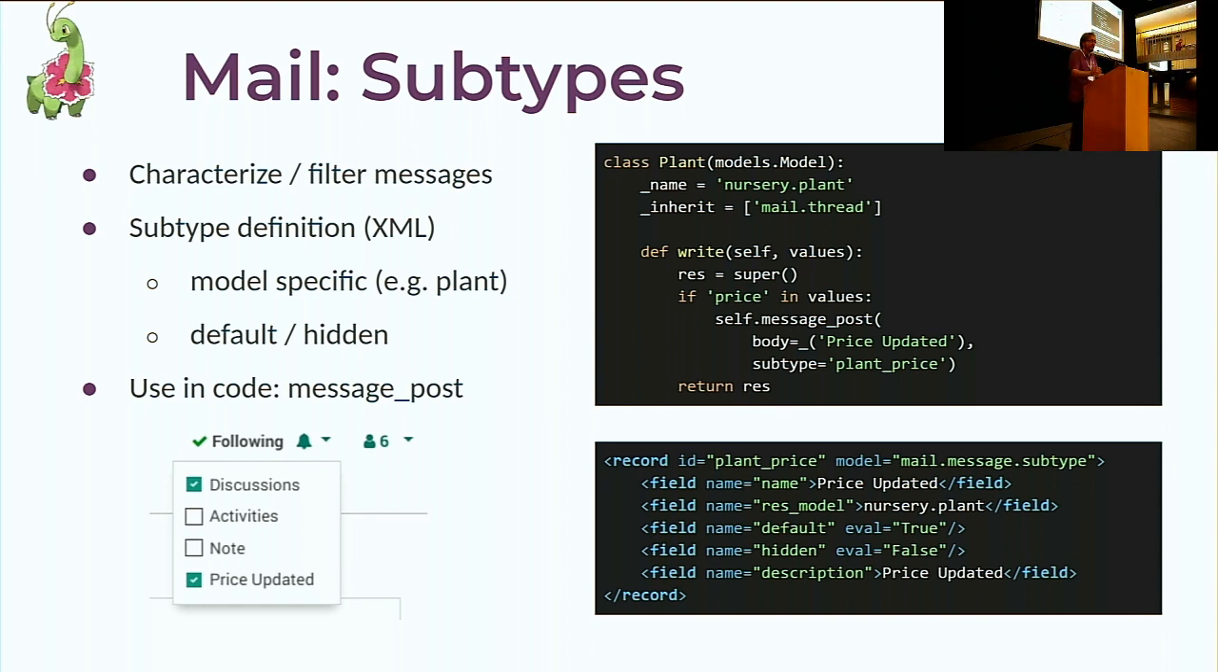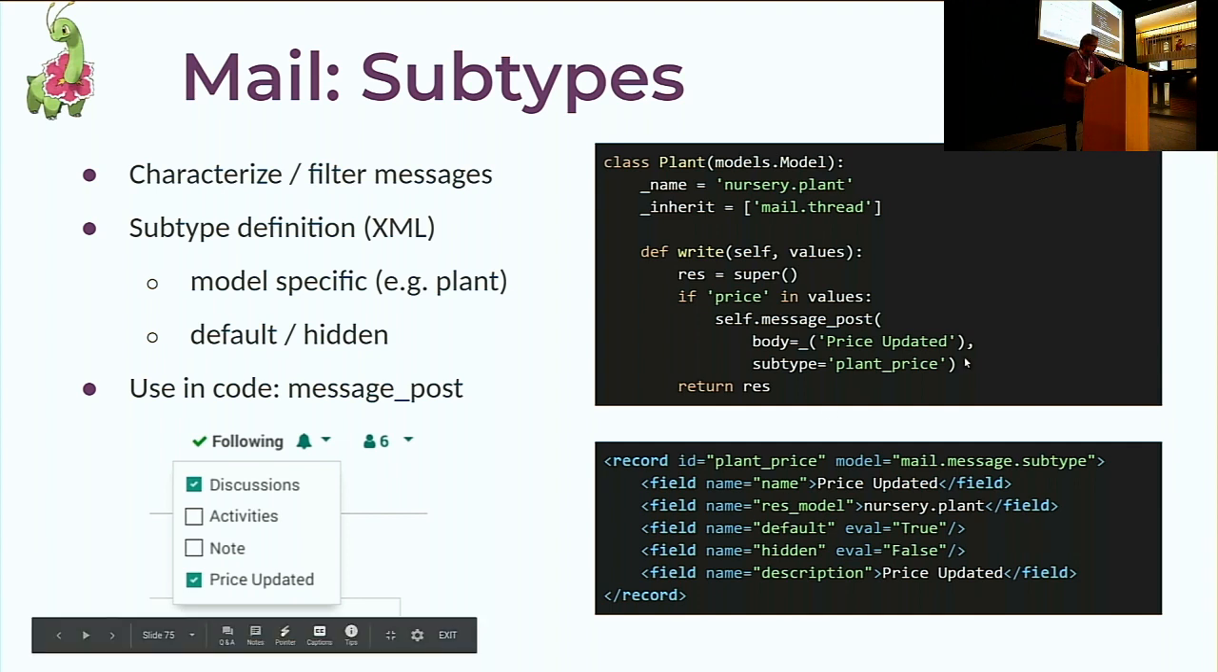We have seen the discussion, the messages, but in some cases you want to be able to characterize a message. For example, in your plant application, if the price of a plant is changed, we don't want to say it's a classic message, we want to say that its subtype is another one, and we define a subtype, which is a mail message subtype. The name is price updated, and it's linked to the plant.